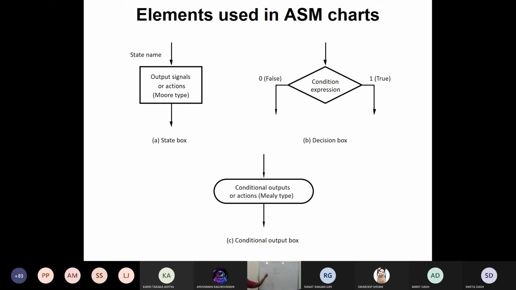X is equal to 0. What is it doing? A conditional output. It is shown like an oval. The output is 0. Right. So for 1 also the output is 0. Two conditional outputs. Is that fine?